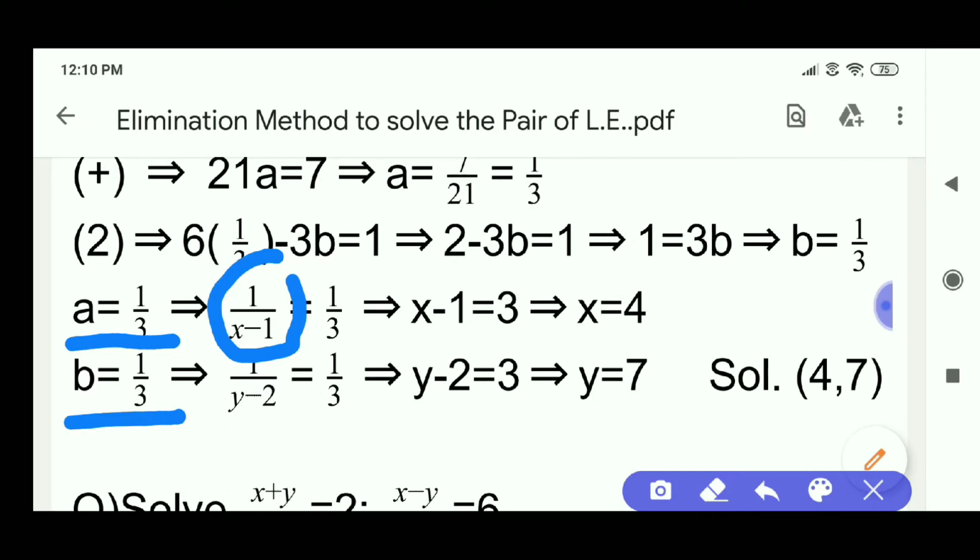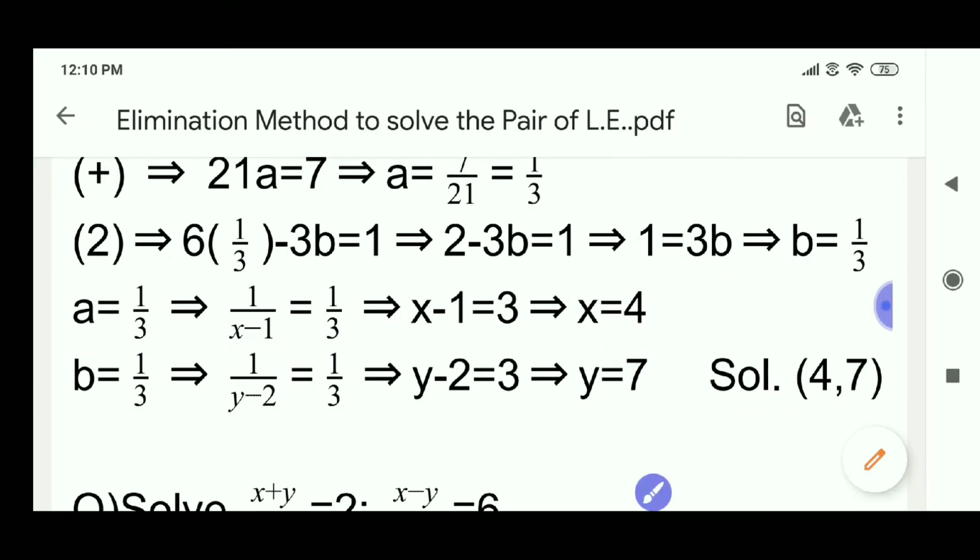A means 1 by x minus 1. So 1 by x minus 1 is 1 by 3. So x minus 1 is 3. So x is 4. Similarly, y is 7. So the solution is 4 comma 7.